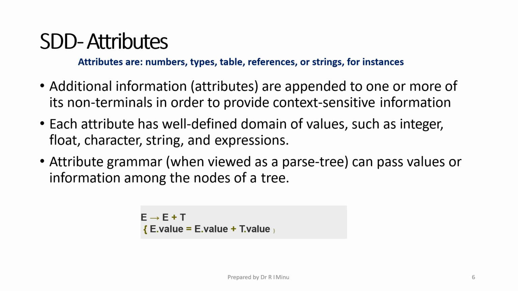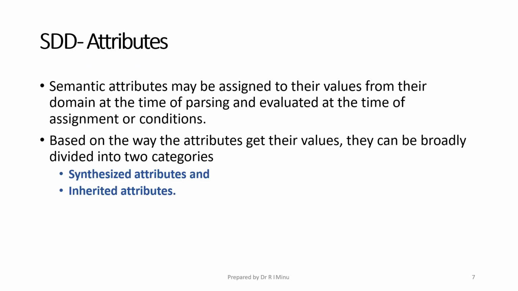For example, if we take E tends to E plus T, here this E dot value is the head and this is the body of the production. We can differentiate it with E1 and this is E. So if you add these two, E1 dot val plus T dot val, after getting this result, we are storing it into E dot value, that is the head. The semantic attributes may be assigned their values from their domain at the time of parsing and evaluated at the time of assignment or conditions.